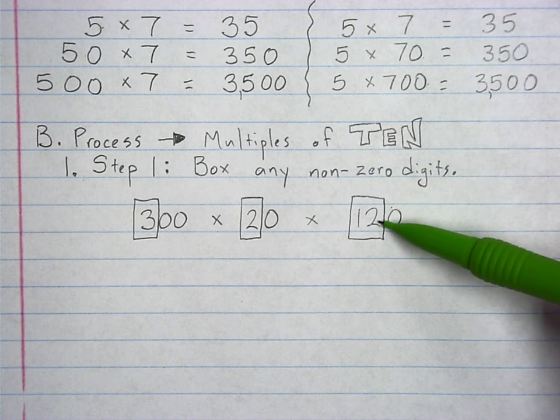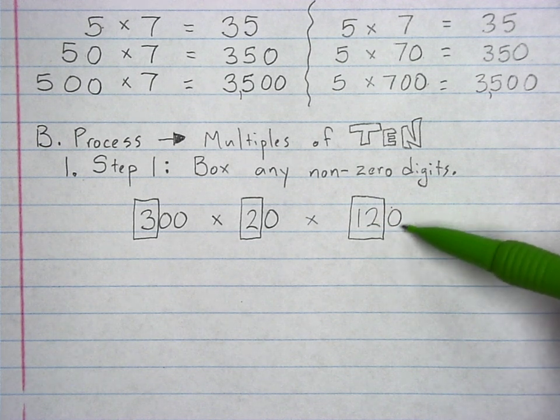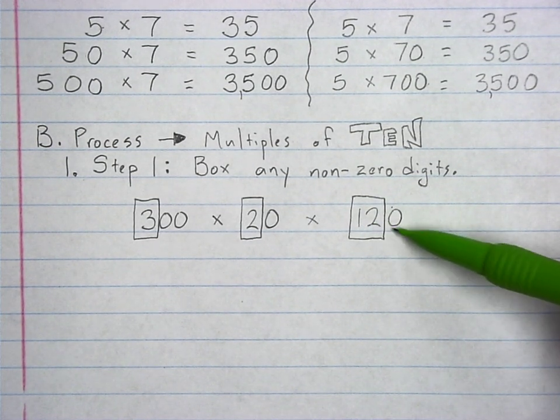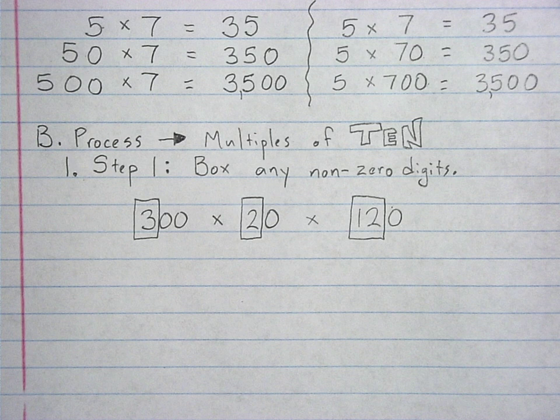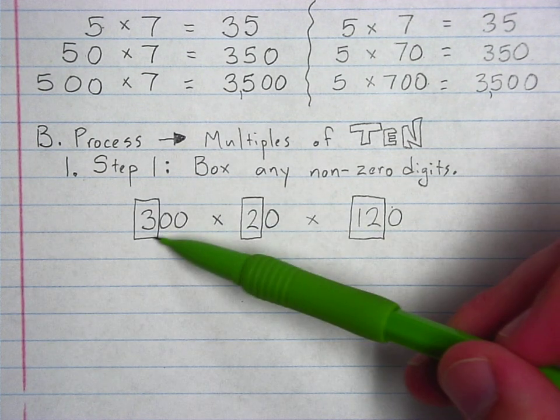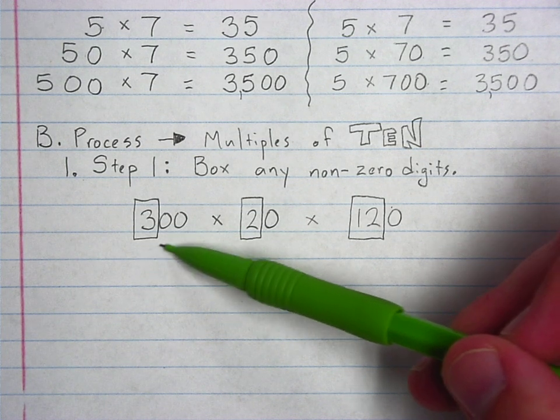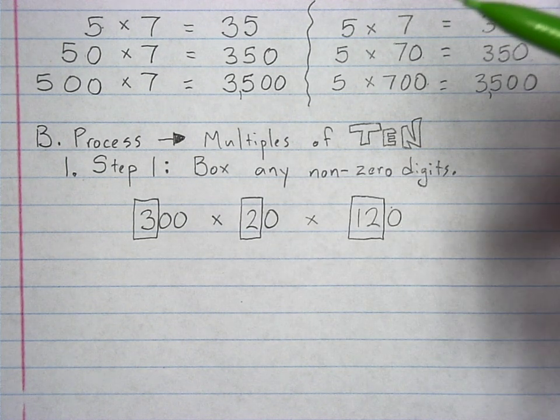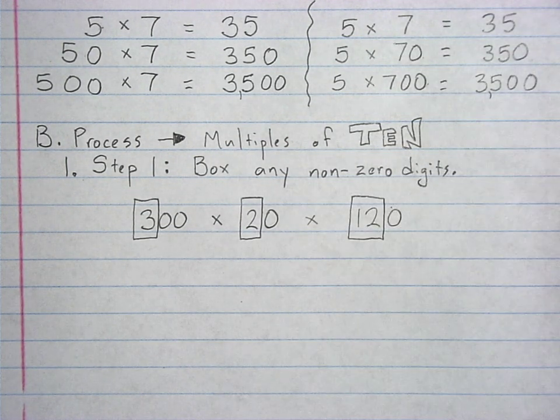We've talked previously about how 120 could be the same as saying 12 groups of 10, 12 tens. That's what we're doing here essentially. If you're looking at this and saying, well, why didn't I do 30? You could, but you end up with a bigger number. It's harder to do mentally.